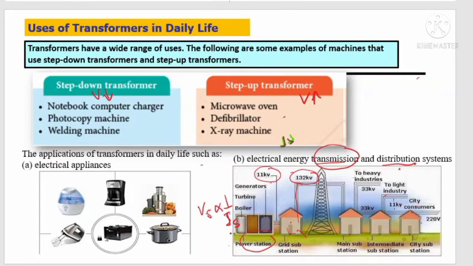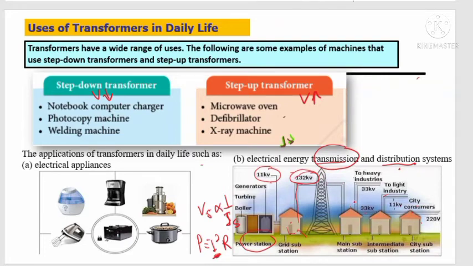So when transmitting high voltage, the secondary current is smaller. Thus, it can reduce power loss. Power loss depends on I squared. Okay, so what happens next?